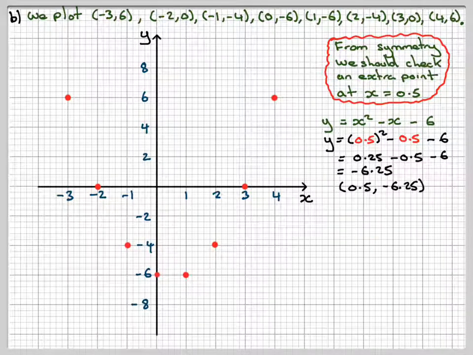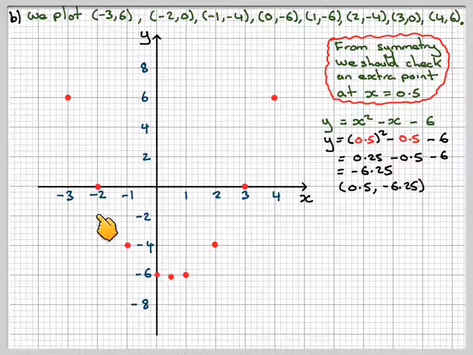So it's worth plotting on 0.5, minus 6.25. So minus 0.5, minus 6.25, so it's just going to be slightly lower. And now you can see I've got sort of a U shape. So join all the points up with a smooth curve, and that takes a little bit of skill, a little bit of practice when you first do it.